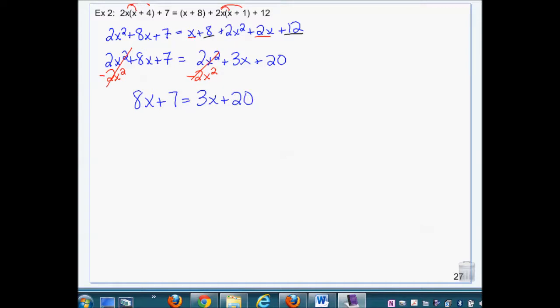So if you guys want to subtract 3x or subtract 8x? You choose. Okay, subtract 3x. Which gives me 5x plus 7 equals 20. And then I'm going to subtract 7. And I'm going to get 5x equals 13. And then I'm going to divide by 5. And you guys are all going to go, oh my god, no, it doesn't go evenly. And I'm going to go, so what? Look, watch.